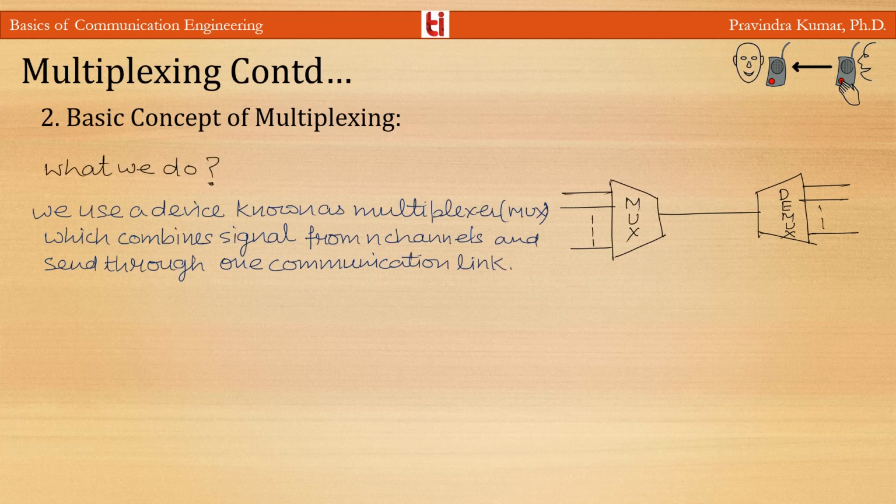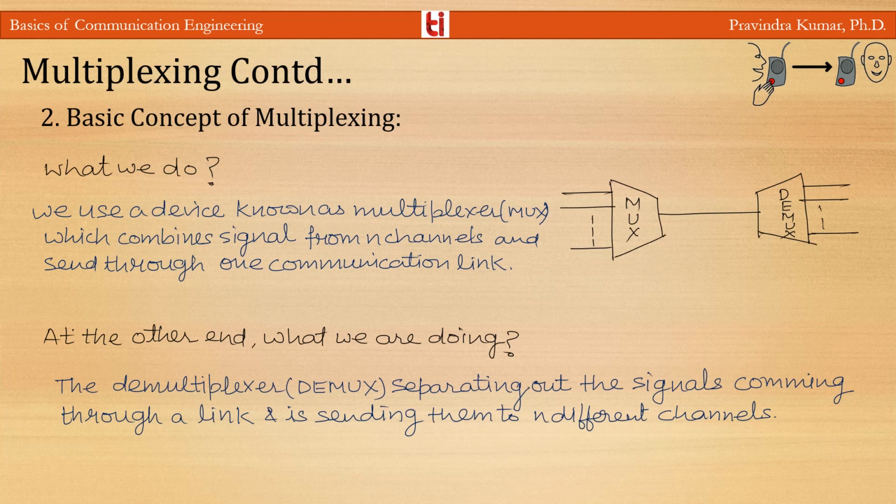We use a device known as a multiplexer, which combines signals from n channels and sends them through one communication link. At the other end, there is a demultiplexer performing the reverse operation. It is separating out the signals coming through one communication link and sending them to n different channels, 1 to n. This is the basic operation. So the multiplexer and demultiplexer do the operation of combining and separating out.